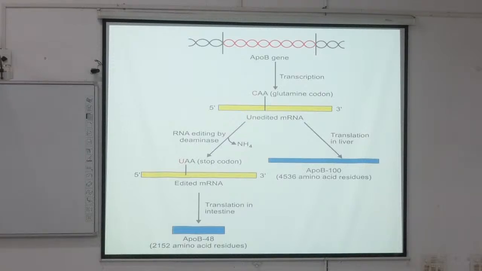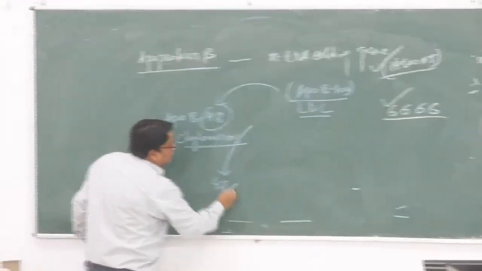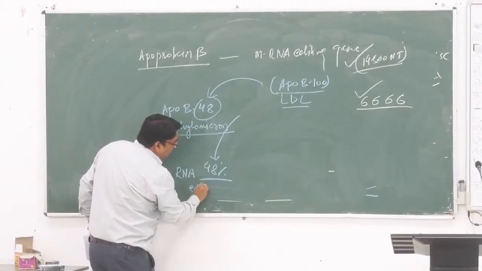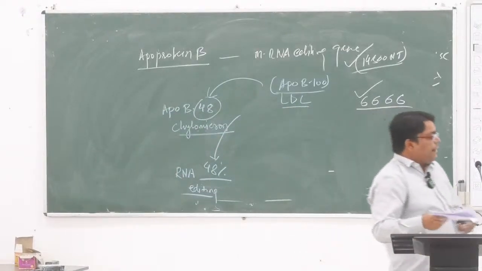ApoB100 is mainly present in LDL. And after the editing, there is formation of ApoB48, which is present in chylomicrons. ApoB48 is synthesized by expression of the gene, and only 48% of the protein is synthesized after RNA editing. So RNA editing is what?